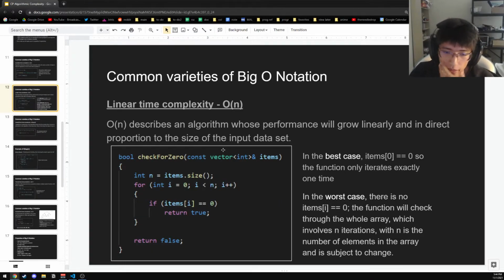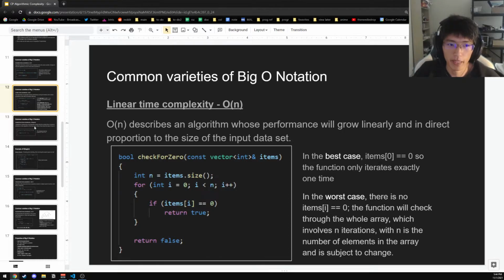Linear time complexity: let's say you have an array of random numbers and you want to check if there's a 0 within the array. Best case scenario, you might find a 0 at the very start and return true immediately. But worst case scenario, you go through the entire array, you check if each element is a 0 or not, and you don't find any zeros, and you return false, right? That has to look at every single index of the array. So you would describe that as order of n.